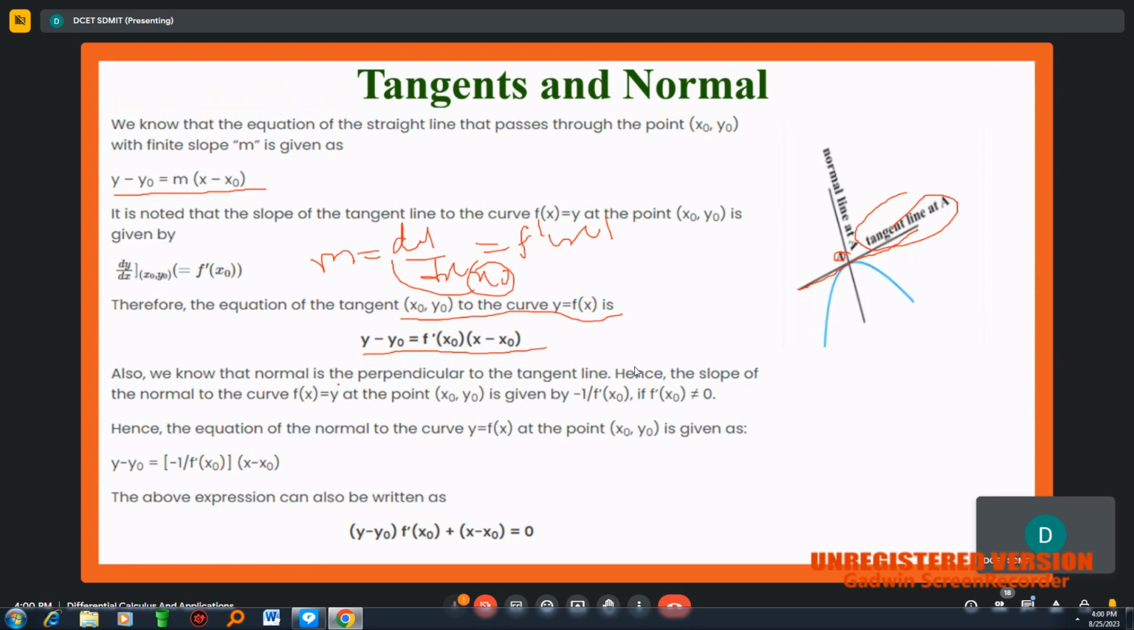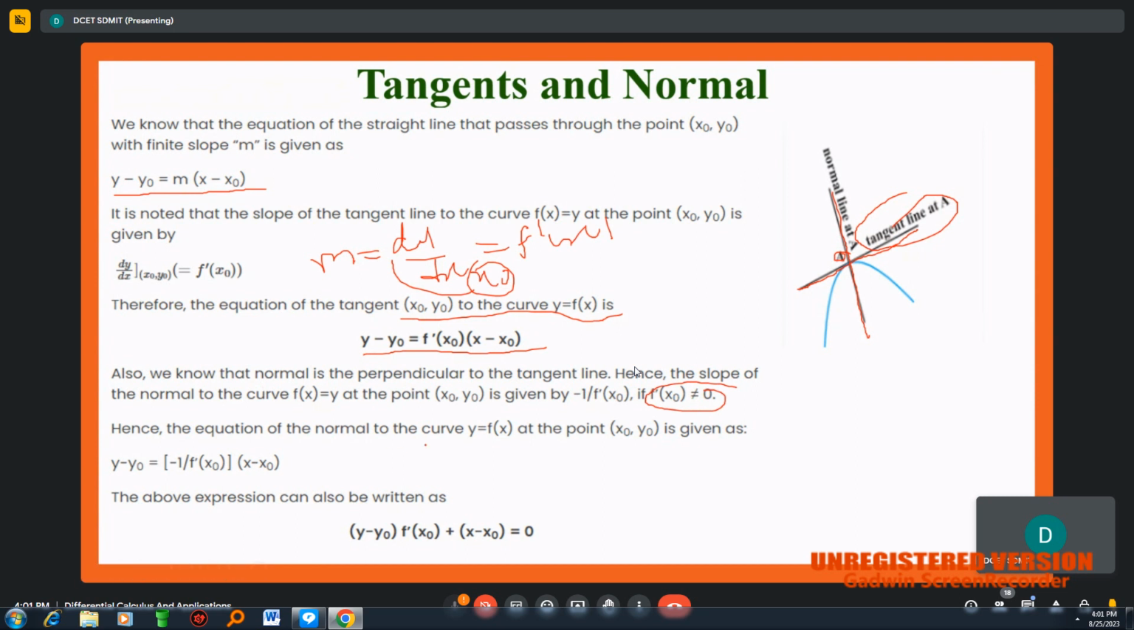Also, we know that the normal is perpendicular to the tangent line. Hence, the slope of the normal to the curve y equal to f of x at the point x naught, y naught is given by minus 1 by f dash of x naught, where f dash of x naught is not equal to 0.